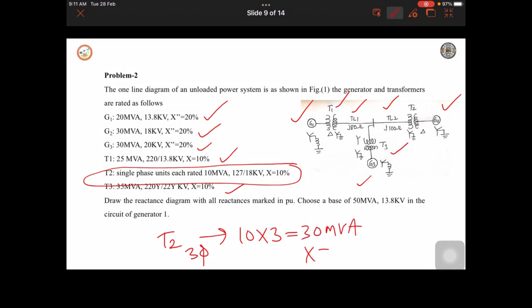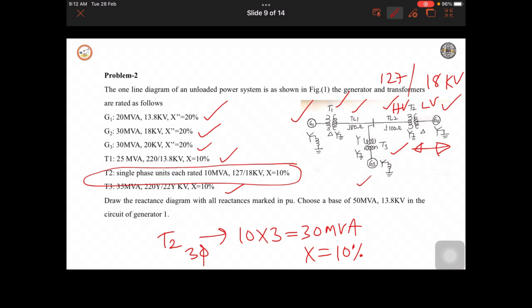Then the reactance you should not change, let it be 10%, it is per phase only. Next the voltage, 127 bar 18. So you have to see transformer 2, its windings are HV and LV, and this is HV because it is towards the generator side. Therefore, we have to consider the LV winding and HV winding in this pattern only. You can see the voltage is 127 bar 18 kV, where 18 is low.